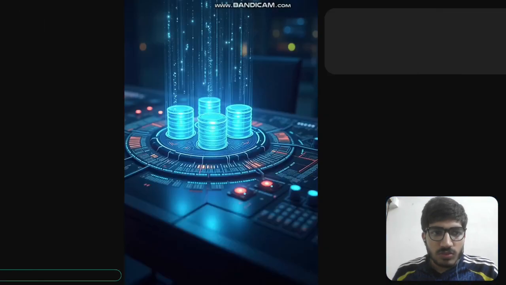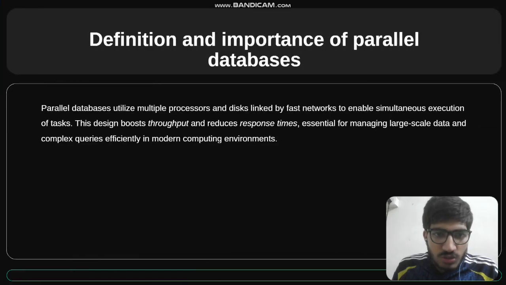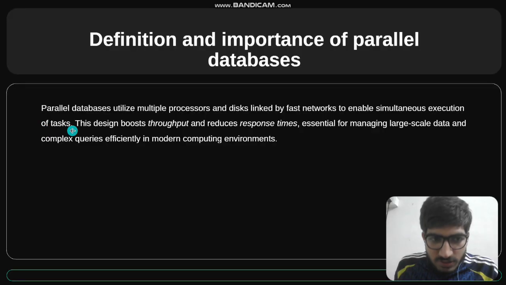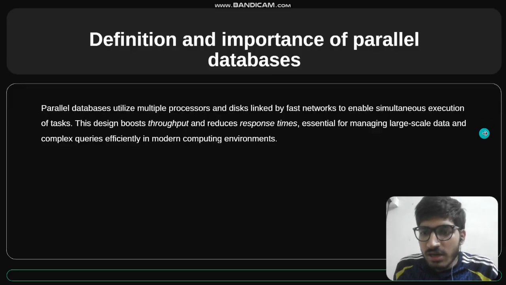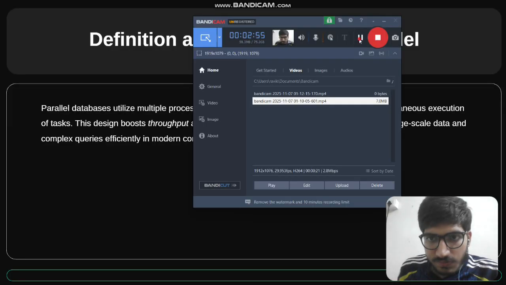Okay, now introduction to parallel and distributed databases. Okay, so first, definition of parallel databases. Parallel databases utilize multiple processors and disks linked by fast networks to enable simultaneous execution of tasks. This design boosts throughput and reduces response times, essential for managing large-scale data and complex queries efficiently in modern computing environments.